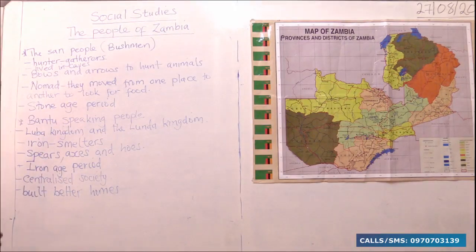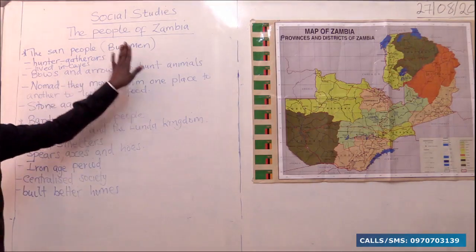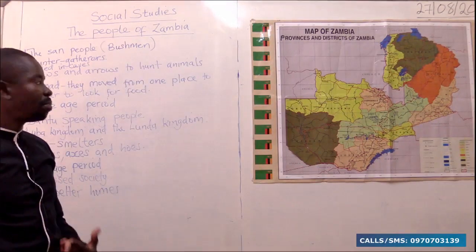So boys and girls, let's go through. Today we've talked about the San people. I said the San people were also called Bushmen.